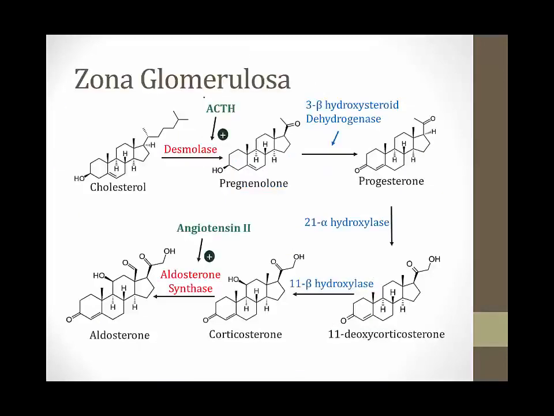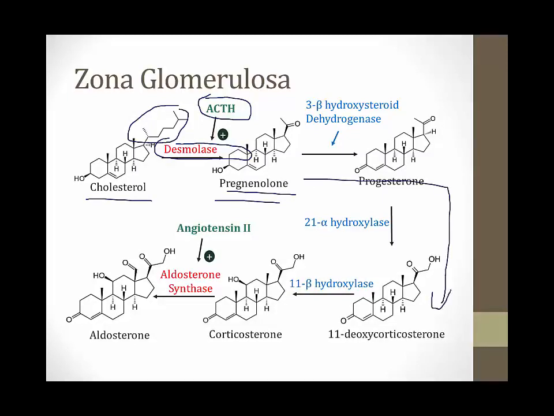If we go back to this slide, we talked before about how ACTH from the pituitary gland stimulates the adrenal glands to produce more cortisol. The way ACTH does this is by activating the enzyme desmolase, which converts cholesterol into pregnenolone. Desmolase cleaves the side chain of cholesterol, leaving behind a molecule of pregnenolone. Pregnenolone can then go through the biochemical steps to become cortisol.